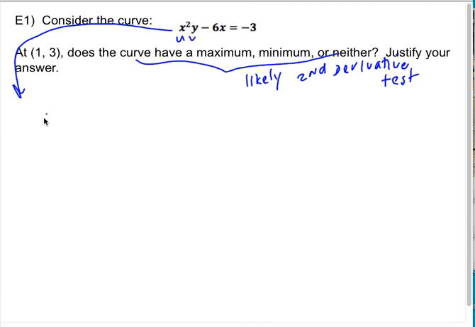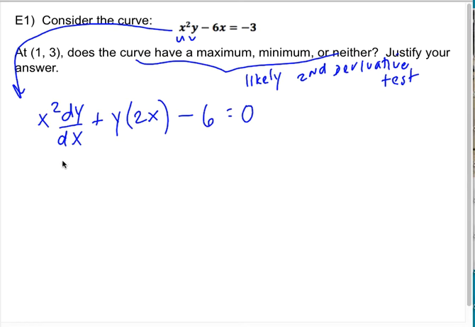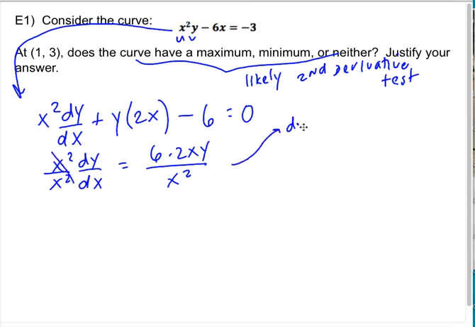So when I differentiate, I'm going to get u dv plus v du, which is going to be a 2x, minus the 6 equals 0. And now I'm going to solve for dy/dx. So I'm going to get x squared dy/dx equals, I'm going to add the 6 over and subtract this 2xy. So I'm going to get (6 minus 2xy) all over that x squared that I'm going to divide over to get rid of it. Okay, so I get that my dy/dx equals 6 minus 2xy on top of an x squared.